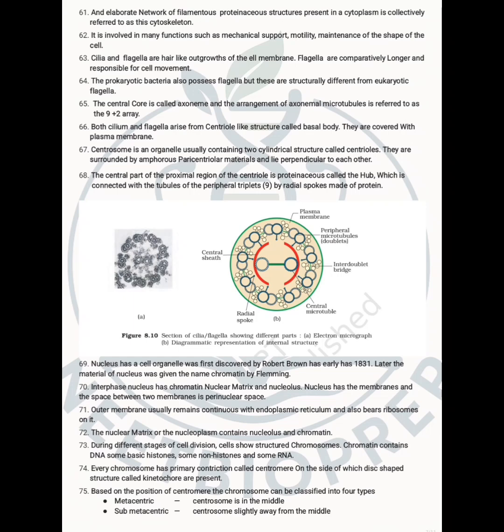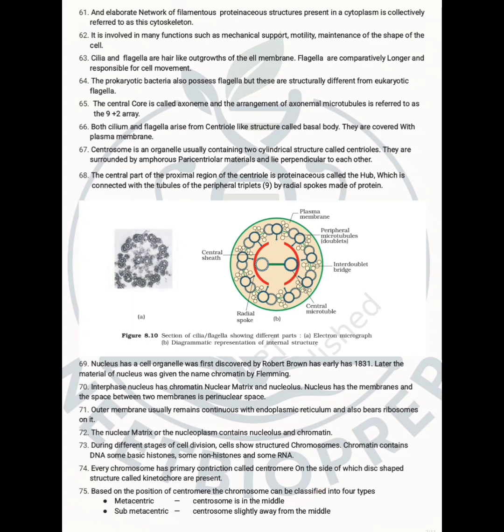During different stages of cell division, the cell shows structured chromosomes. Chromatin contains DNA, some basic histone and non-histone proteins, and some RNA also. Every chromosome has a primary constriction called the centromere, on the sides of which disc-shaped structures called kinetochores are also present. Based on the position of the centromere, chromosomes can be classified into four types: metacentric, submetacentric, acrocentric and telocentric. Metacentric is where the centromere is present in the middle.